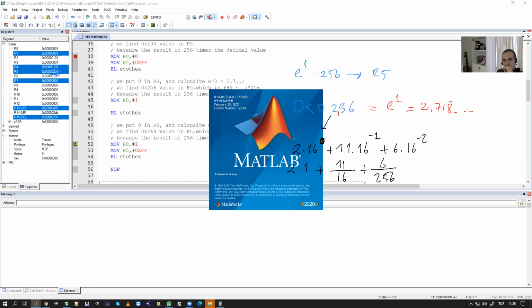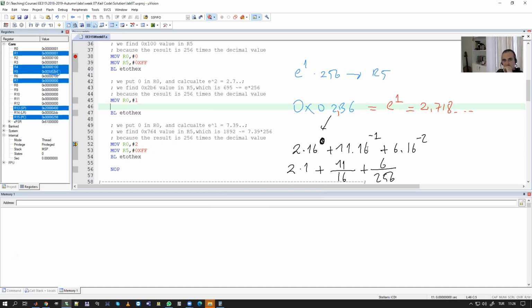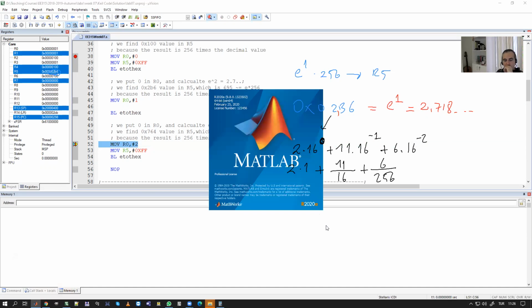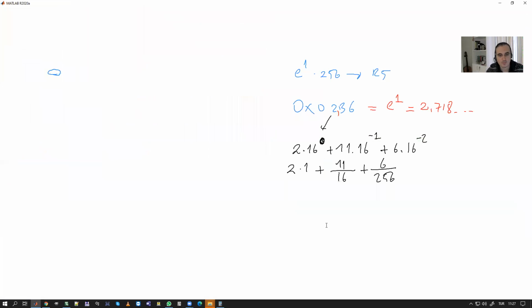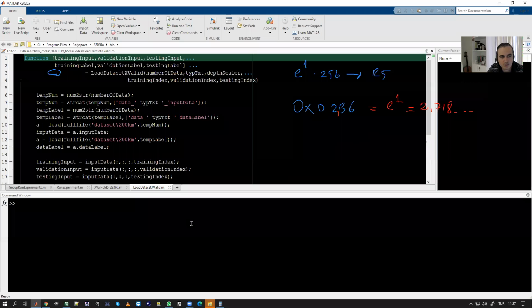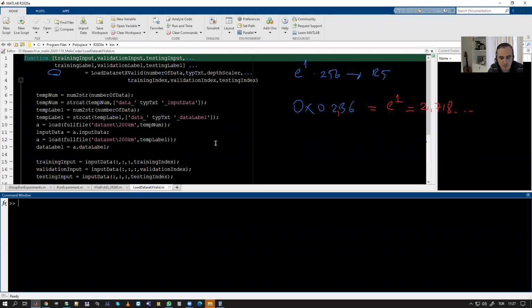Let's calculate this number and see if it is really this number. Waiting for MATLAB to open. Okay, so I'm calculating the numbers here. It was 2 plus 11 over 16 plus 6 over 256. Yes, MATLAB. It's something very close to it, right? But not exactly the same.